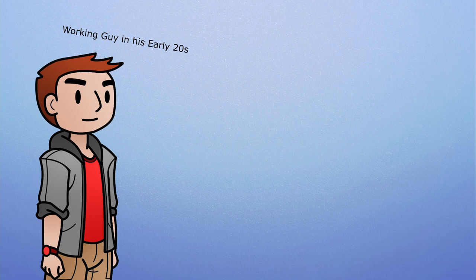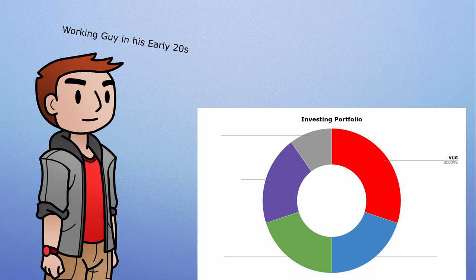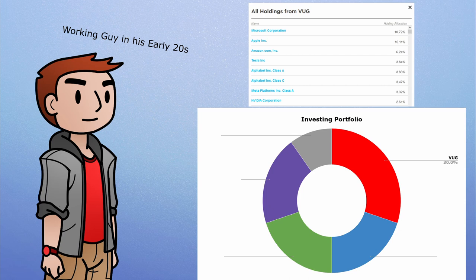In Steve's portfolio, the first and largest position is VUG at 30%. This ETF holds a collection of growth stocks, companies that are often smaller in size but offer higher return potential through the stock's price increasing. Generally, these companies don't pay dividends.